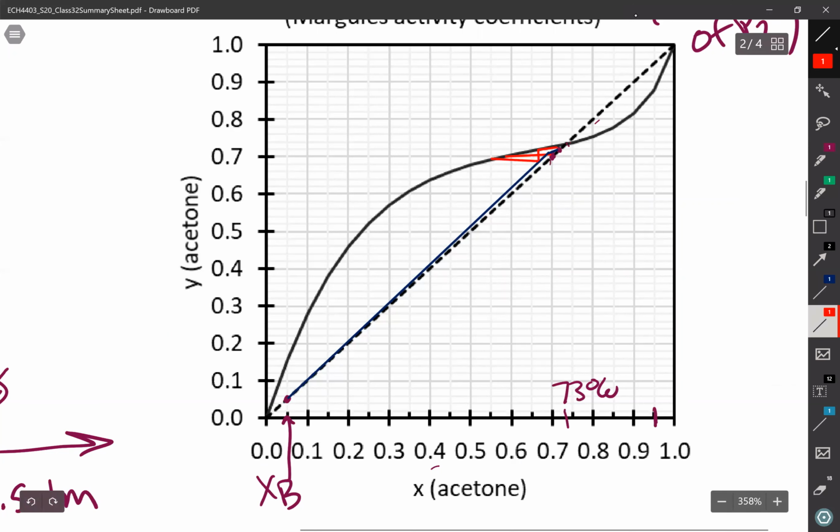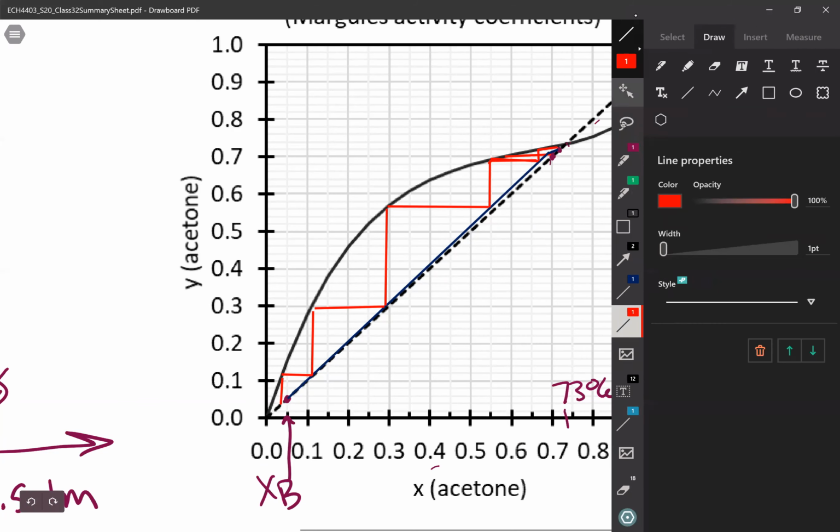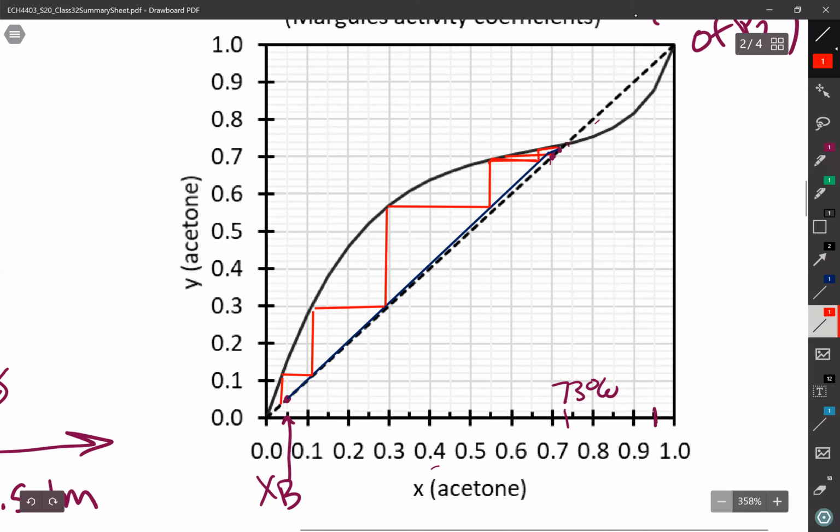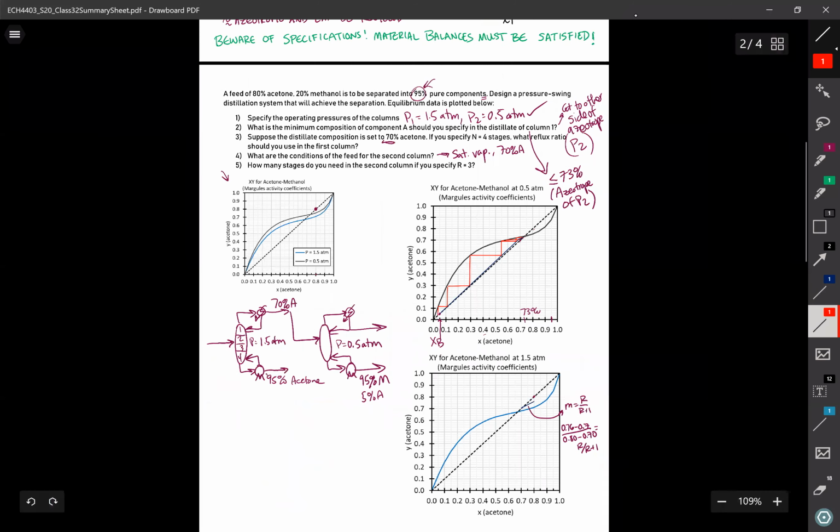So 1, whoops, that one got crooked. Just going to redraw it. 2, 3, 4, and the last one is going to be the reboiler. Oh, I made a mistake then in my other one, right? In column 1, with 4 stages, I forgot to step off the 5th stage for the reboiler. Right, so this one is not correct.